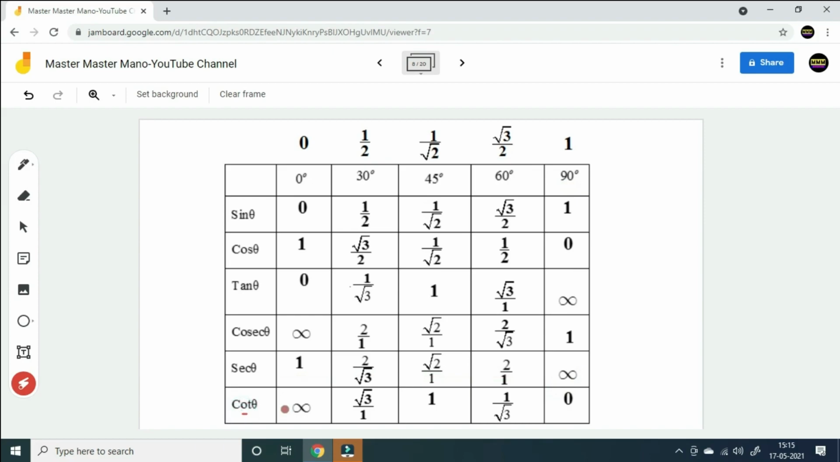For cot 0 degree, the value is infinity. For cot 30 degree, the value is root 3 by 1. For cot 45 degree, the value is 1. For cot 60 degree, the value is 1 by root 3. For cot 90 degree, the value is 0.